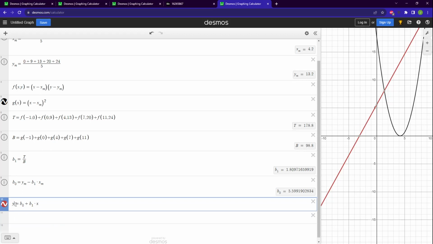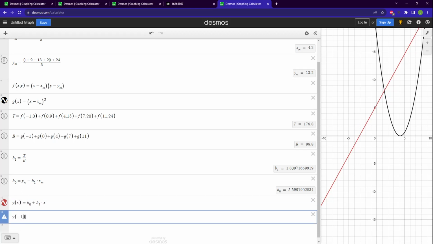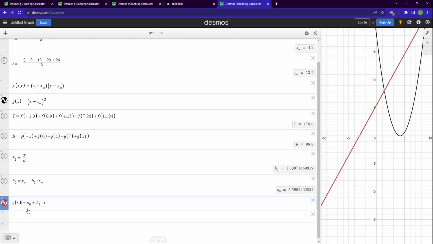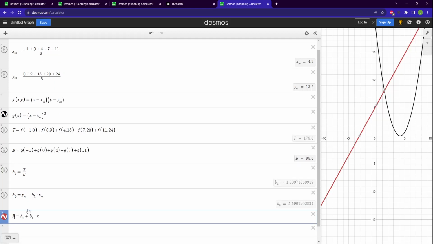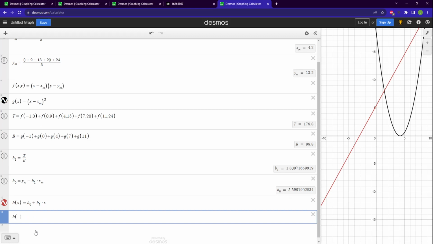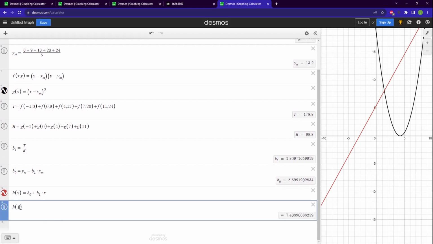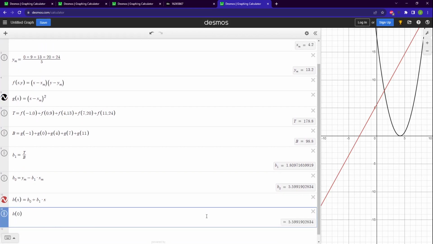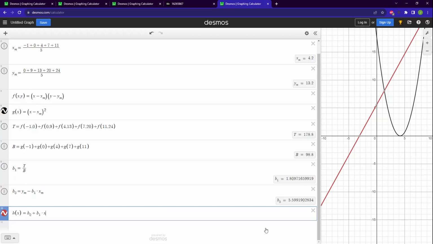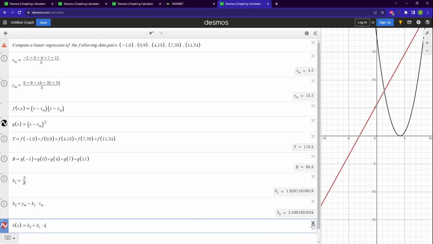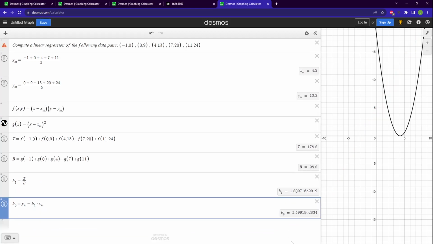So for example, if you want to do y of x, technically speaking, you could get the predicted value for -1. And so in this case, technically speaking, I'll put f of x, or I already have an f. Let's put h of x. So if you give it an input of 1, it's going to predict a value of 7.4. If you give it a value of 0, it'll predict 5.599. So that's how you do the linear regression with Desmos.